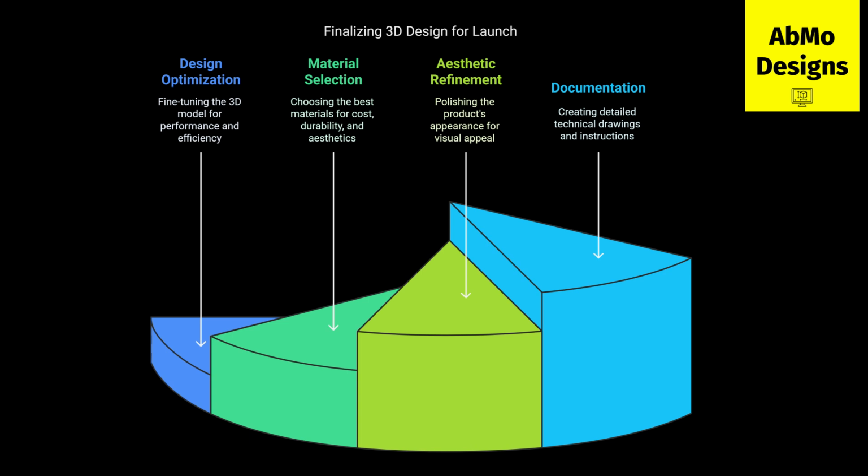Aesthetic refinement. Polish the product's appearance to make it visually appealing. This may involve adjusting colors, textures, or surface finishes. Documentation. Create detailed technical drawings, specifications, and instructions for manufacturing and quality control.